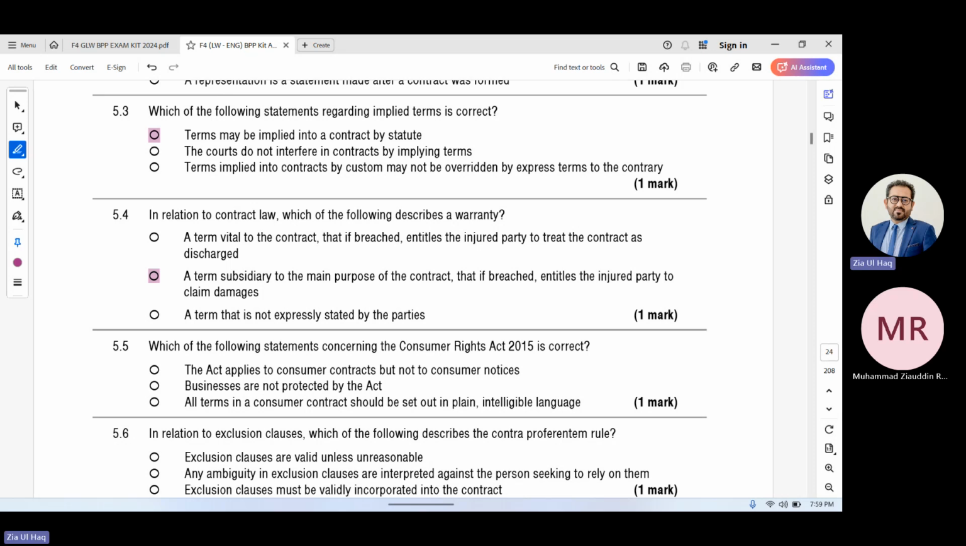5.5. Which of the following statements concerning the Consumer Rights Act is correct? The act applies to consumer contracts, but not to consumer notices. If it is relating to consumers, it is applied to notices as well. Businesses are not protected by the act. No, it is between business and consumer. All terms in a consumer contract should be set out in plain, intelligible language, meaning understandable, easy, simple, and plain language. So that is correct.